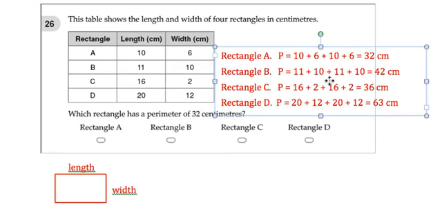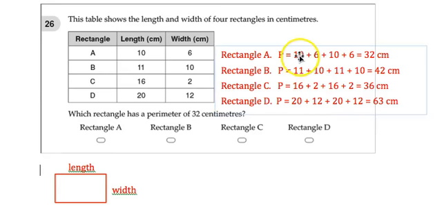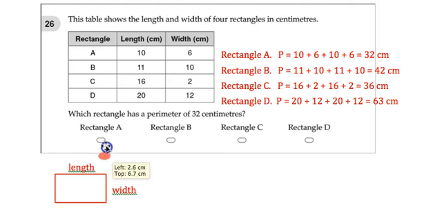So if you look at rectangle A, the perimeter is 10 plus 6, length plus width, plus 10 plus 6 again. So 10 plus 6 is 16, plus another 16 is 32. And your answer is the first rectangle because it has a perimeter of 32.